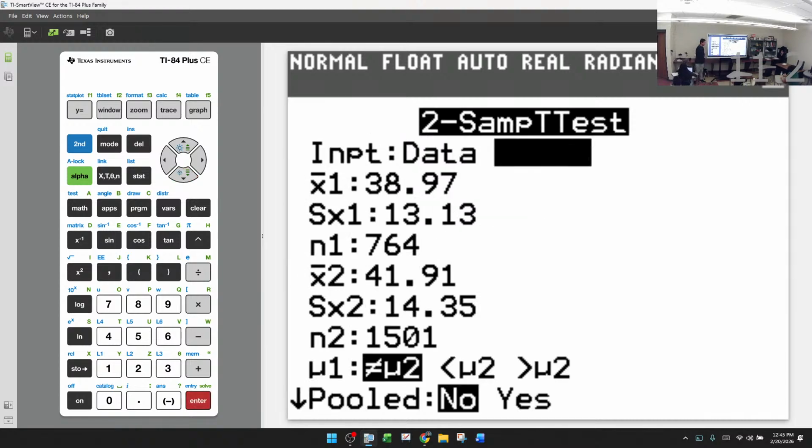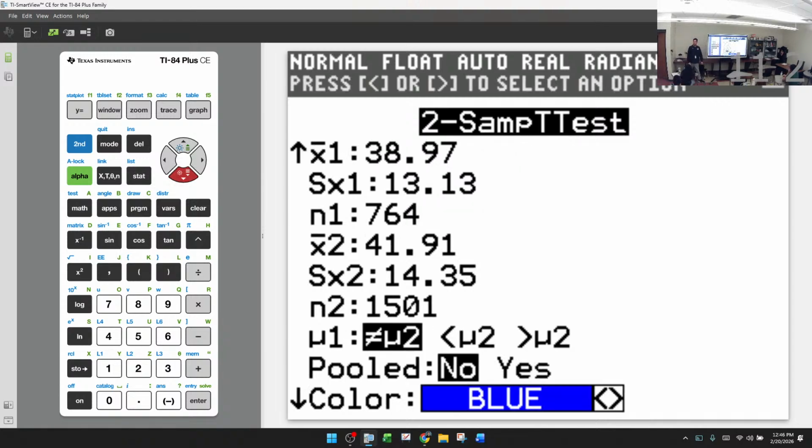So you're just going to hit enter, and you have one of two things: the statistics or the data. We have the statistics. So all you've got to do is put in X bar 1. Luckily, I already have it in there. Put in the standard deviation of 1, and luckily I got that. And there's N1. And here's X bar 2, and there's S of X2, and there's N2. And then there's my alternative. I think it was not equals to, I'm assuming. Not equals to. Pooled, always say no.